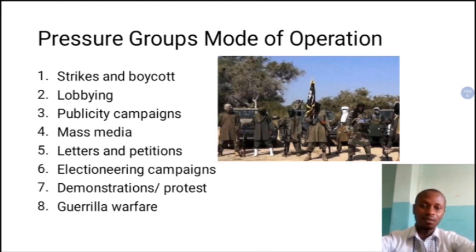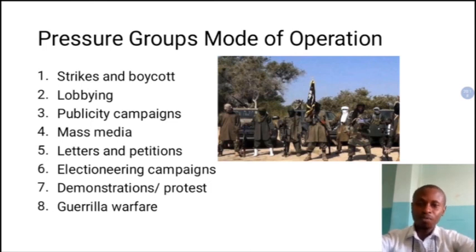Strikes and boycott. Lobbying. They can also send their representatives to lawmaking body to influence them to pass a given bill into law, a bill that they know will benefit their members. It may be increase of salary. It may be increase in minimum wage. It may be concerning the condition of work. So they can lobby through the representatives, lobby the lawmaking body to make legislation that will better the lots of their members.